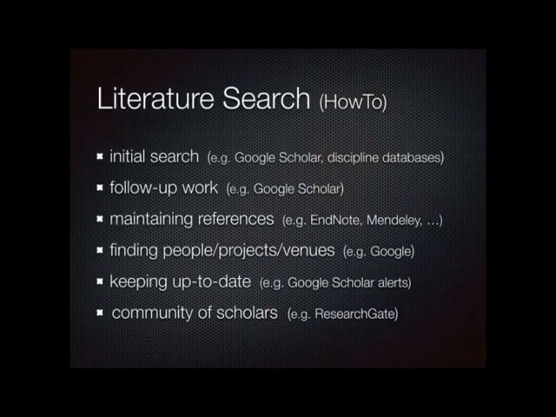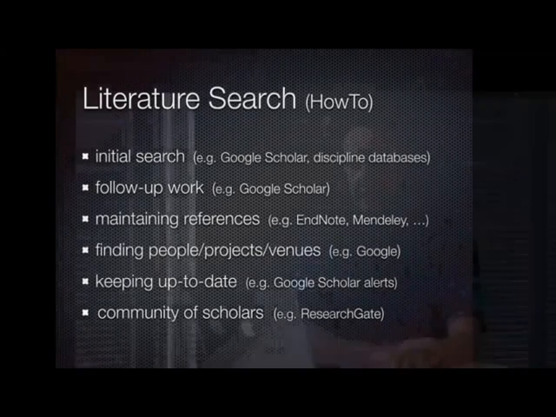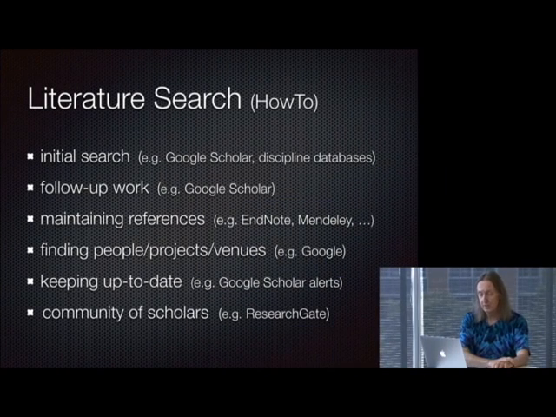Okay, so in the first video we talked about the reason why we're doing literature search, which is basically to become an expert in the field. The actual process of searching involves a number of steps, and generally there's an initial search where you use some kind of search engine or discipline-specific database lookup to get a handle on potentially interesting resources.